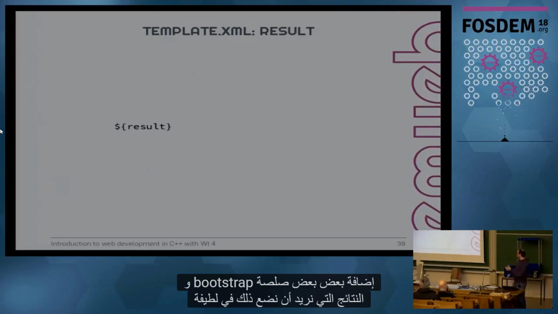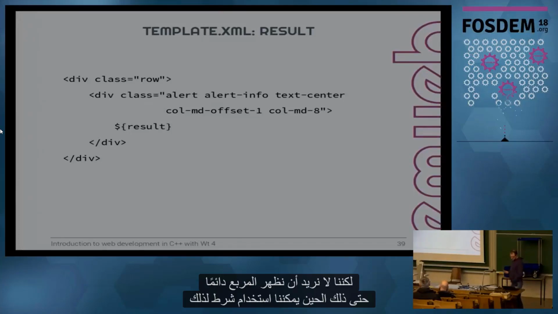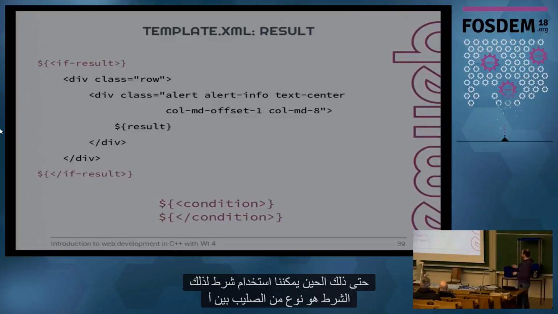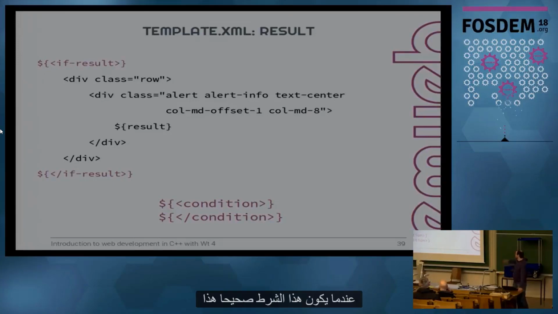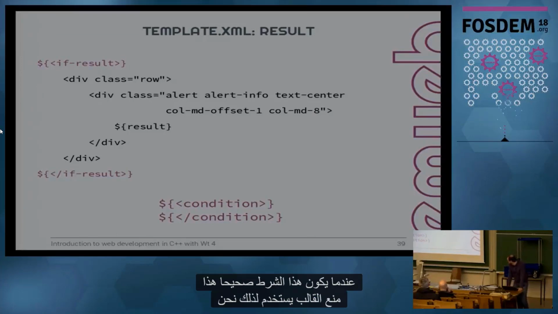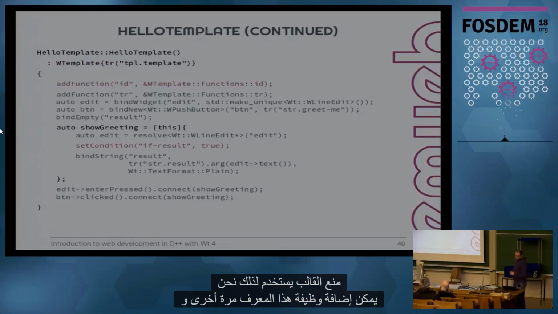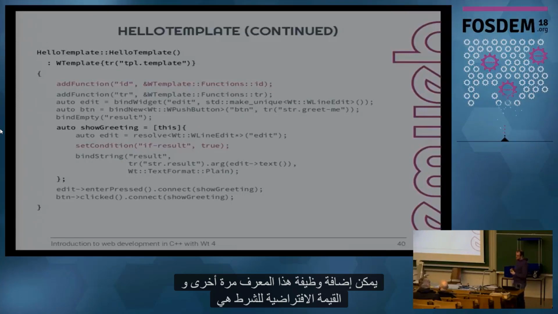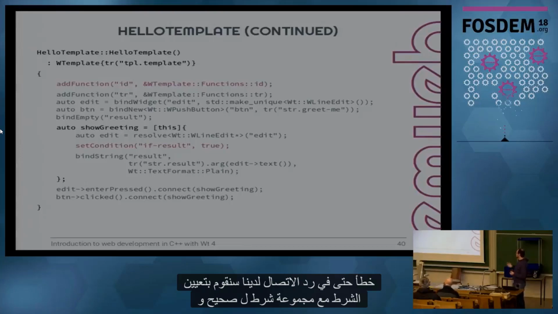And the results, we want to put that in a nice box, so we'll just add a box around it, but we don't want to always show the box, so then we can use a condition. So the condition is kind of a cross between a variable and a tag. When this condition is true, then this block of the template is used. So then we can add this ID function again, and the default value of a condition is false, so in our callback we'll set the condition with set condition to true.